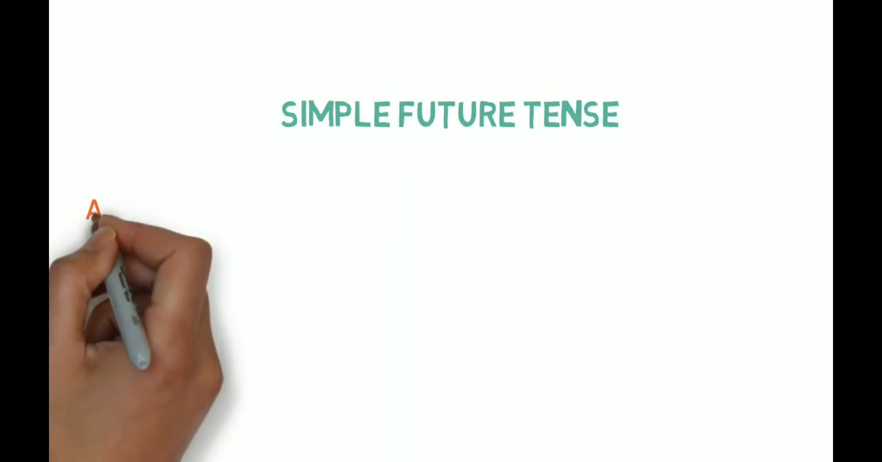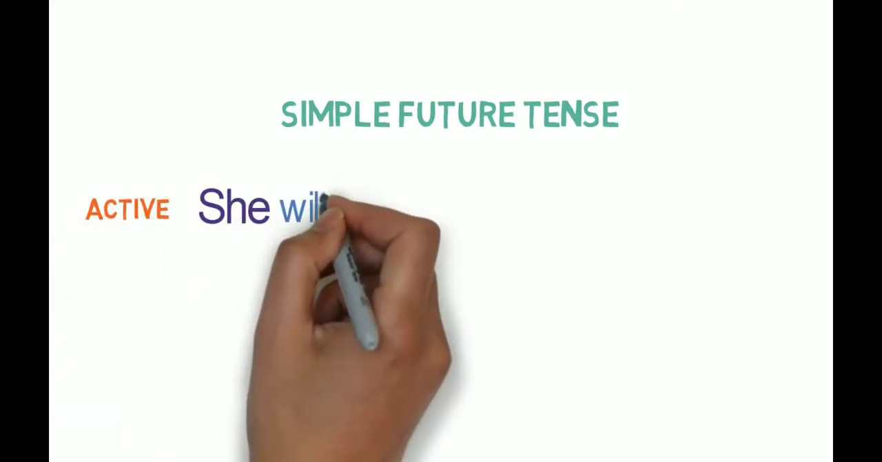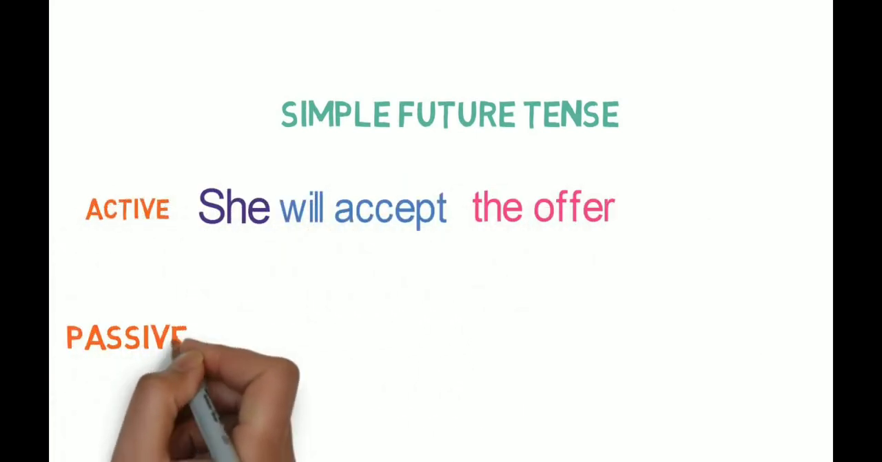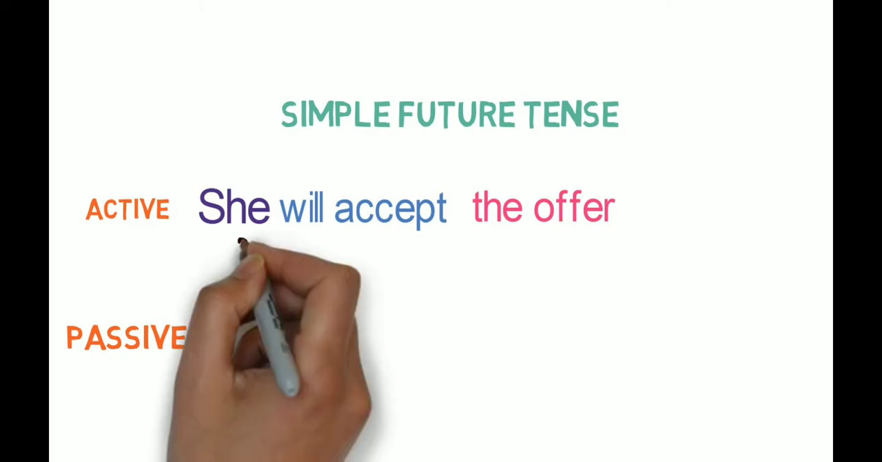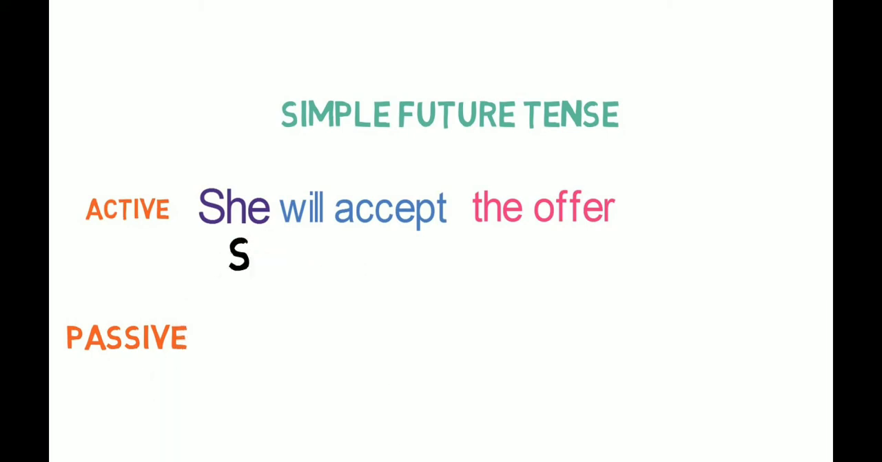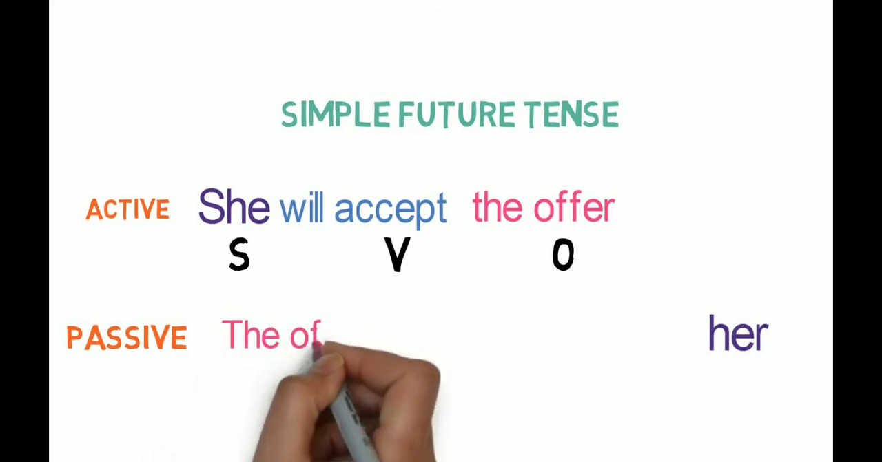Now let's see an example of simple future tense, active sentence. She will accept the order. Passive sentence, firstly subject here is she, verb is accept and object is offer. Now let's swap the position of subject and object. So here it will be her and at this position it will be the offer.